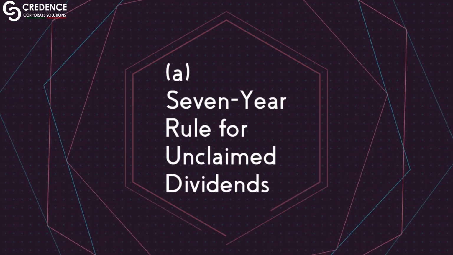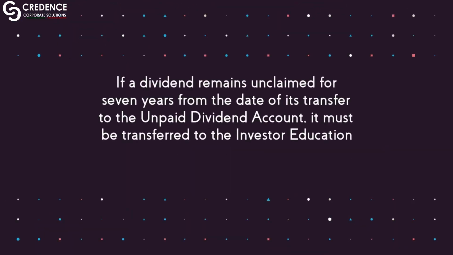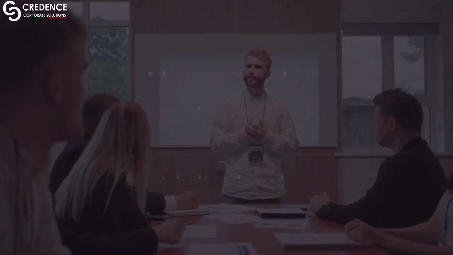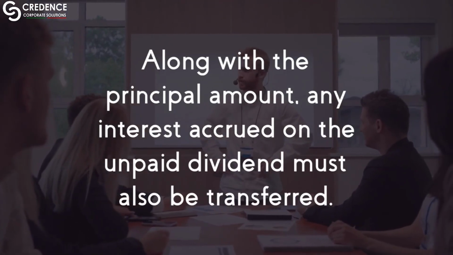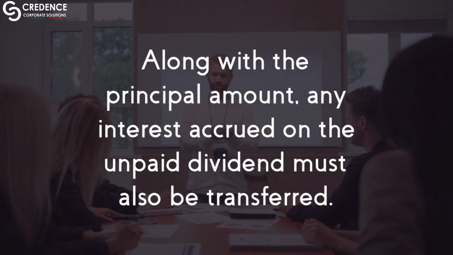5. Transfer of unclaimed dividend to the Investor Education and Protection Fund, IEPF. A. 7-year rule for unclaimed dividends. If a dividend remains unclaimed for 7 years from the date of its transfer to the Unpaid Dividend Account, it must be transferred to the Investor Education and Protection Fund, IEPF, established under Section 125 of the Companies Act. Along with the principal amount, any interest accrued on the unpaid dividend must also be transferred.